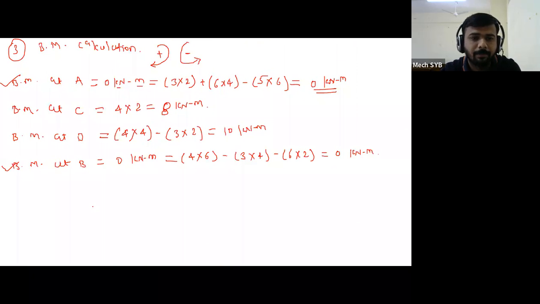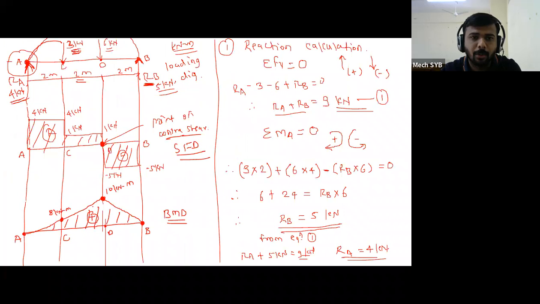While calculating the BM at any point, consider only left side forces. Where your beam ends, at that place, to calculate there we have to consider either the left side or the right side forces. But here beam ends at point A, beam ends at point B, so we need not go for any calculation. Directly we can put 0 kilonewton meter. But while calculating BM at point C, consider only left side forces.